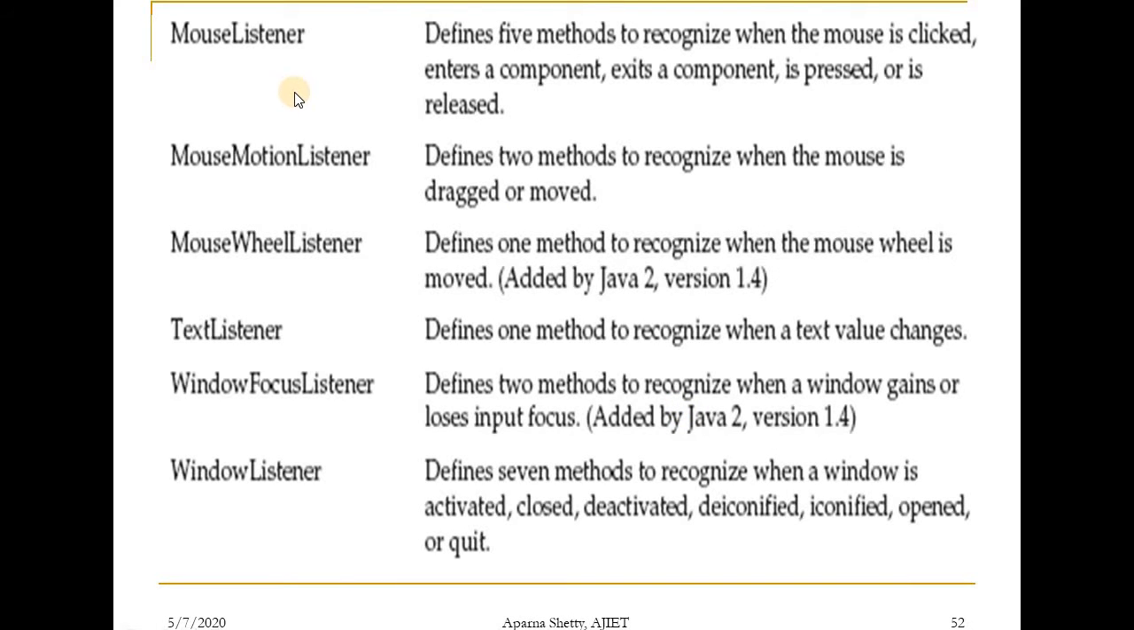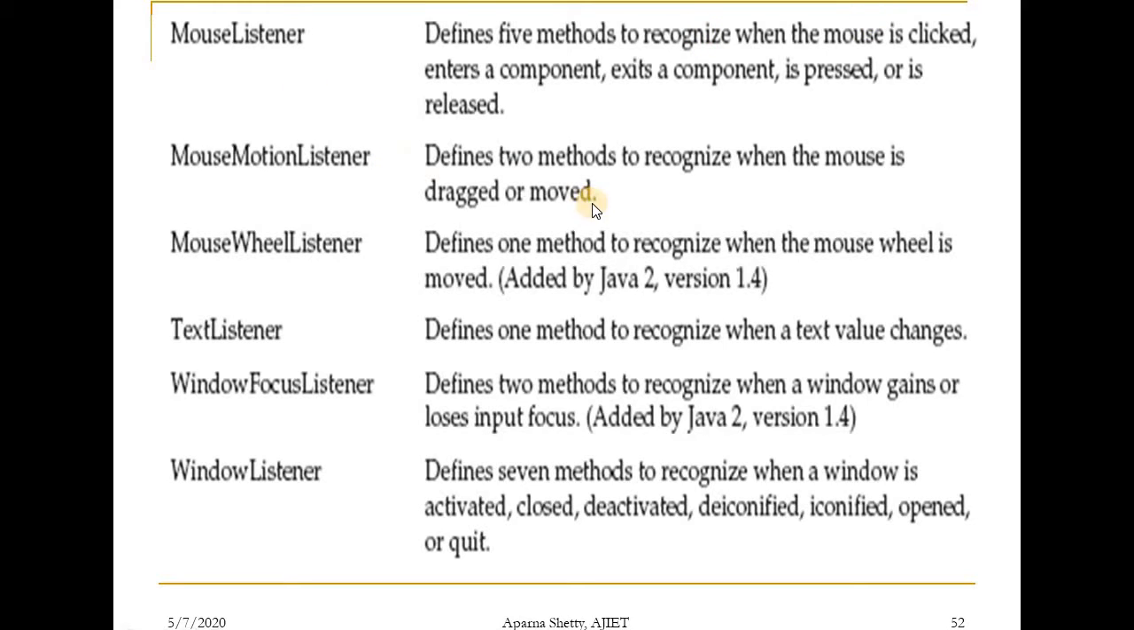The next type of listener is mouse listener. It has methods for when the mouse is clicked, enters a component, exits a component, is pressed or released, or is dragged. So there are many methods for when mouse events occur. The methods are used to recognize mouse events.